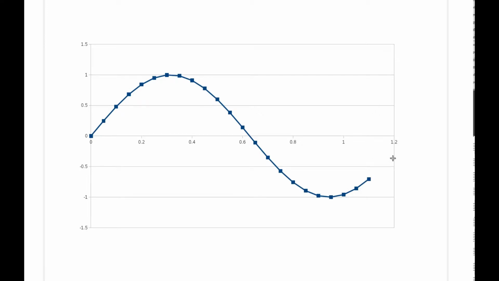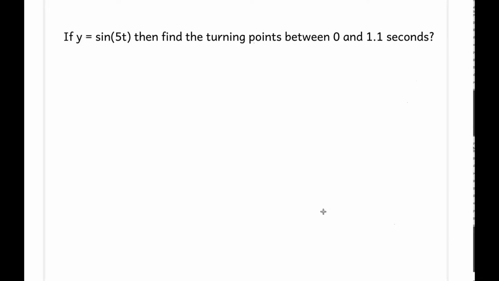Of course, this is a periodic function, so it would go on forever and ever, and you would have an infinite number of answers to this question. That's why we need to define it from 0 to some closing point, which we've chosen as 1.1. So let's have a look.